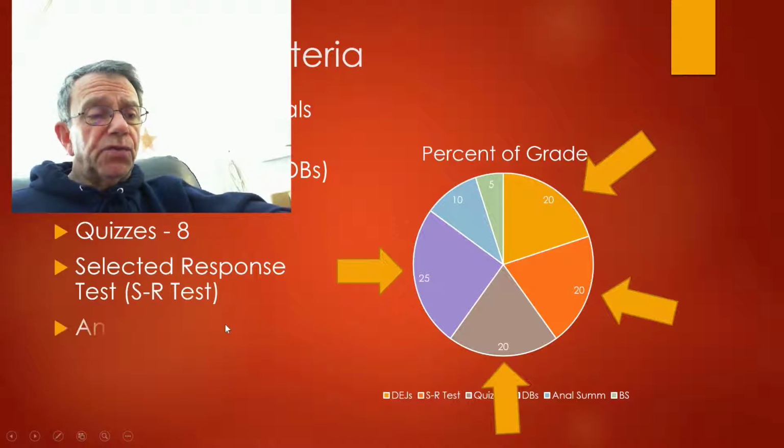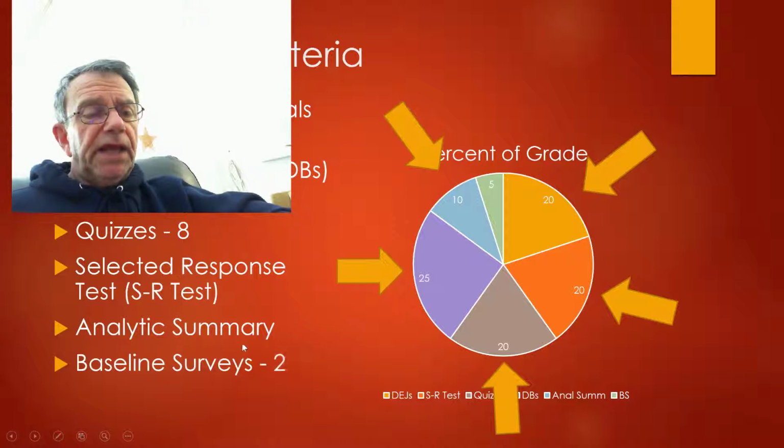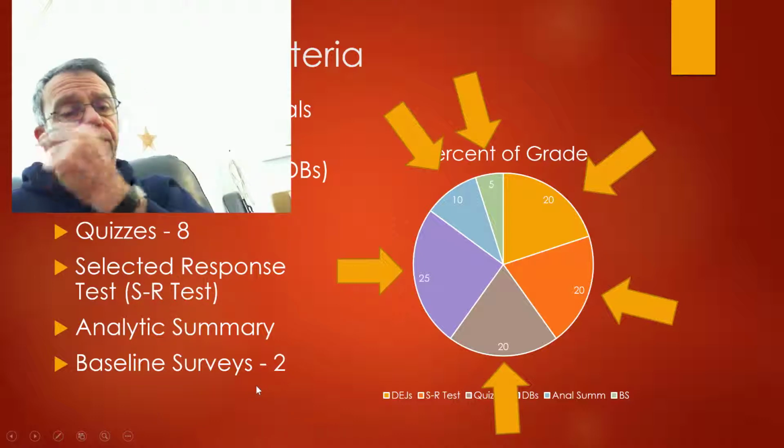So that's worth 20%. And then you're going to analyze your results. Your classmates are going to take that selected response test, and you're going to analyze those results. And that is 10% of your grade. And there are 2 baseline surveys. The first one is just an assessment of your prior knowledge, and the last one, which will count 4%, for a total of 5%. The first one is only 1% of your grade. The second one, final one, is 4% of your grade.